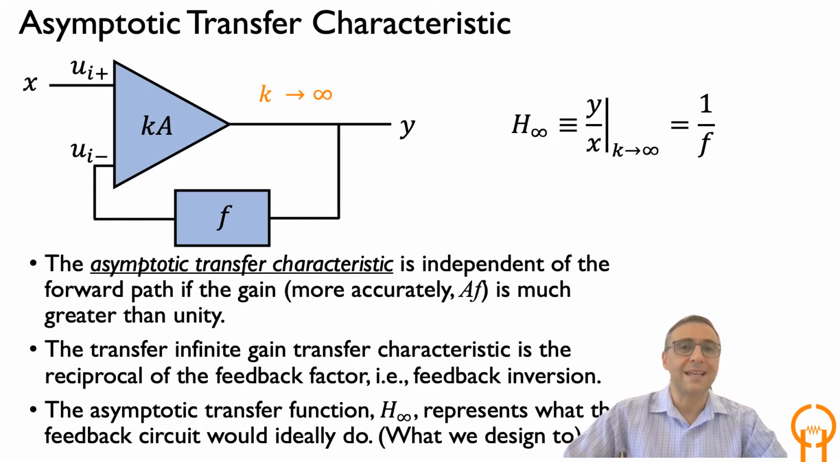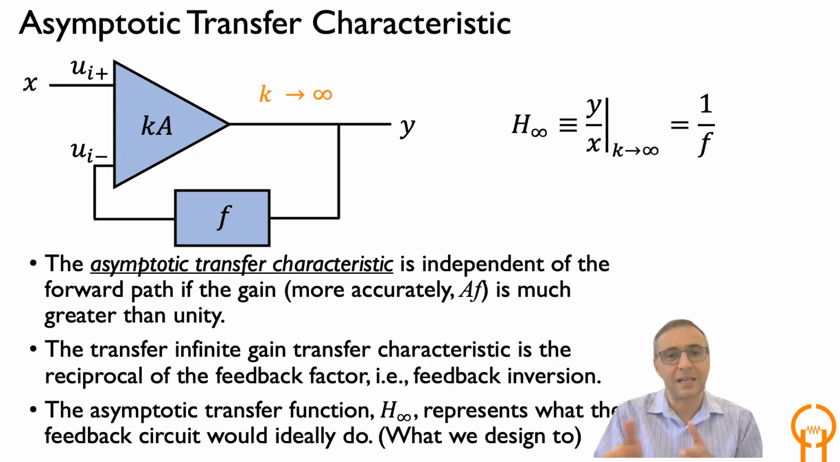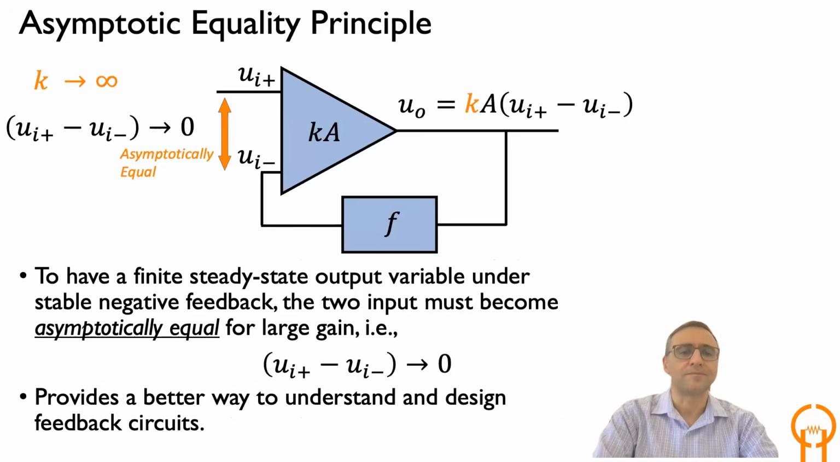In that case, you can define the closed loop gain, or h infinity, to be ideally 1 over f. There would be some correction factors showing that under the right circumstances it would not be exactly 1 over f, it would be a little bit different, but you can calculate that. And again, I would like to emphasize that h infinity represents what the feedback circuit should ideally look like.